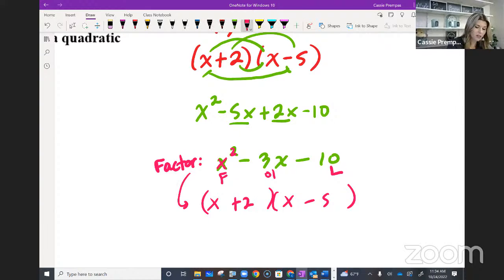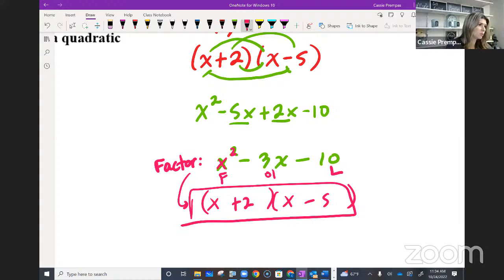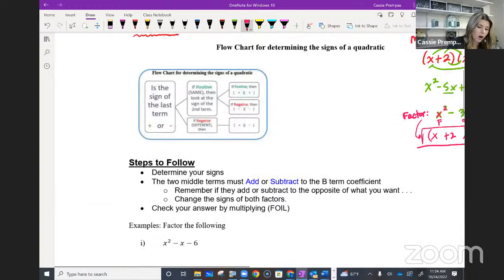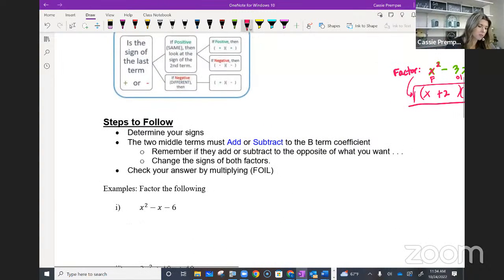We're factoring it, and then that would be our answer. So we're like undoing what's been multiplied. Here's the steps to take. Always look for a GCF first. That's important. But now let's take a look at example 1.